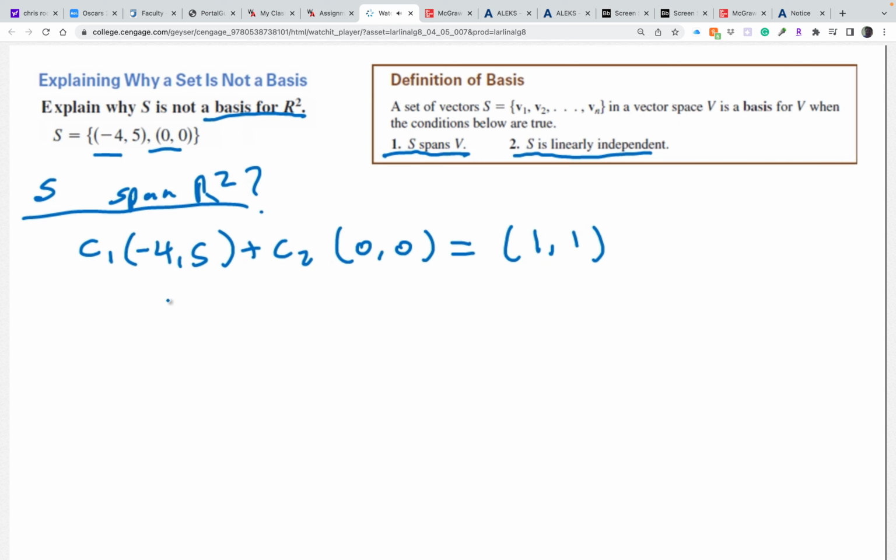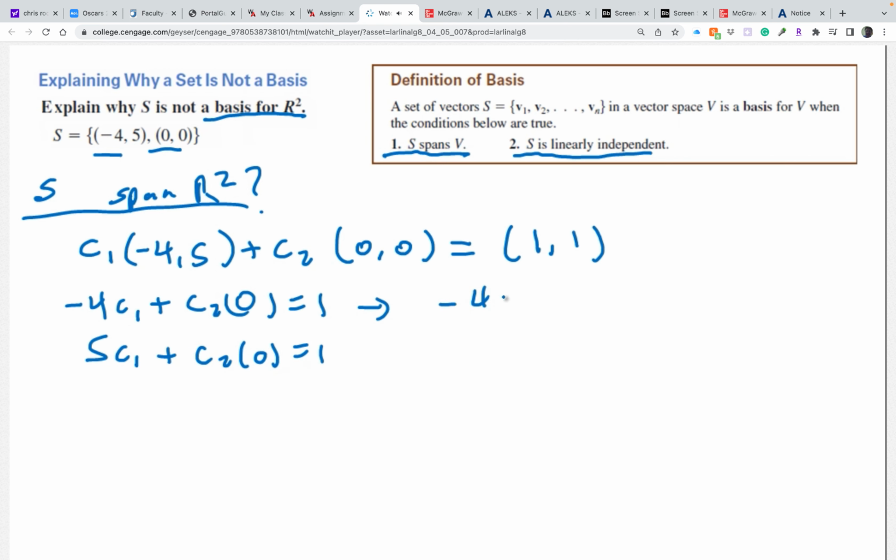for example, 1, 1. Well, this would mean that -4 times c sub 1 plus c sub 2 times 0 will be equal to 1. And then also 5c sub 1 plus c sub 2 times 0 will equal 1. Well, that means that -4c sub 1 will be 1, and 5c sub 1 will be equal to 1, telling us that c sub 1 will be -1/4, but c sub 1 will also have to be +1/5.